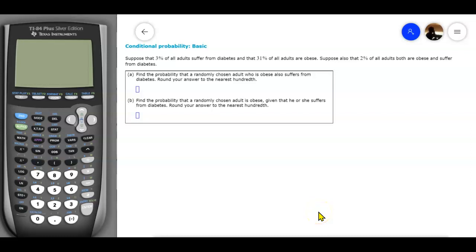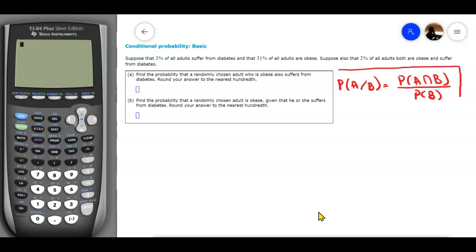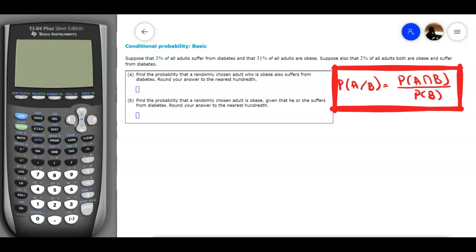All right, so this question is about conditional probability, and I think the best way to start is to remind you about the formula. The probability of an event A given B will always be equal to the probability of A and B divided by the second one. You see it on the bottom, right? So the probability of B. This is the basic conditional probability formula. You should remember it. Now, having said that, let's go back to the problem.